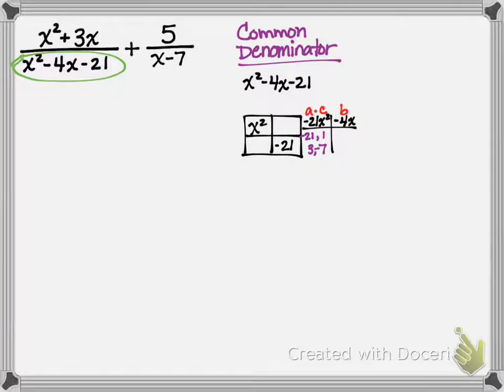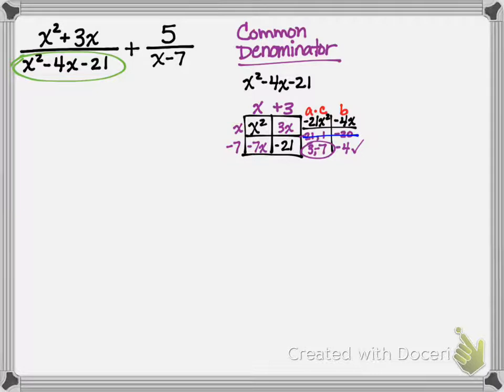Now, which one of these pairs of numbers is going to add to give me negative 4? If I add negative 21 and a positive 1, I get negative 20, and that is not going to work. But if I add 3 and negative 7, I get negative 4, and that's exactly what I was looking for. So I have 3x and negative 7x, because remember those two numbers had to add to give me negative 4x. All right, so this is going to factor to be x plus 3 and x minus 7.